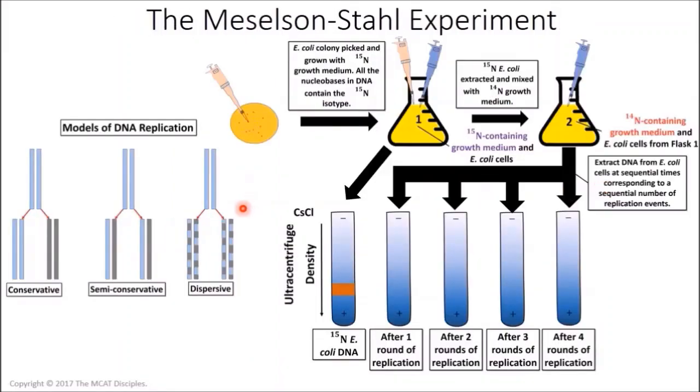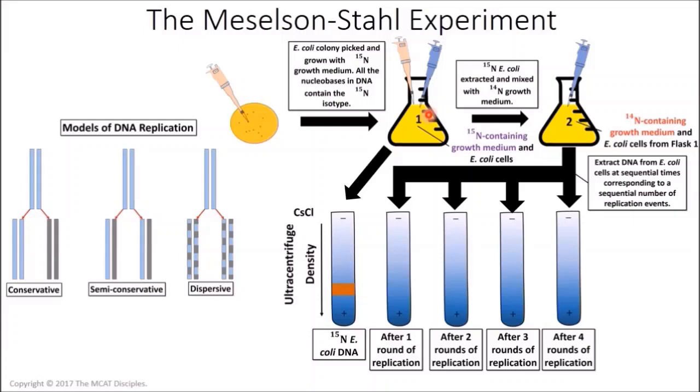So here's the Meselson-Stahl experiment. This is the experiment that was done to determine that the right model was the semi-conservative model. So you take an E. coli colony off a plate, and you pick it with your pipette, and you put it into a beaker that's containing growth medium with the N15 isotope of nitrogen. How did that help you?